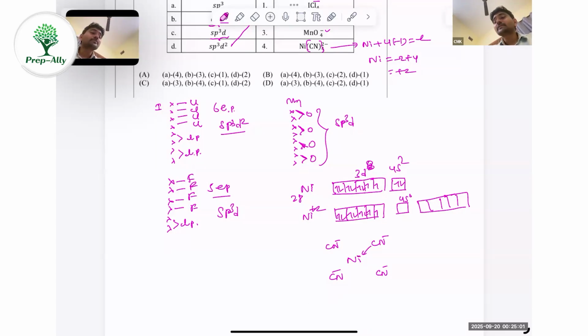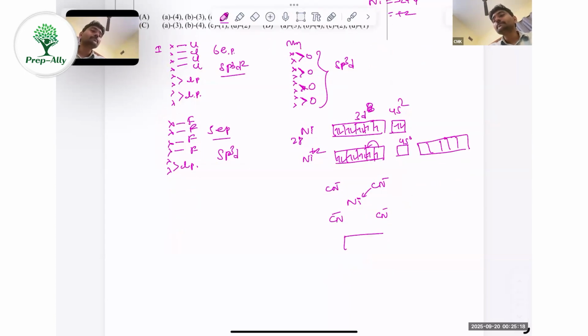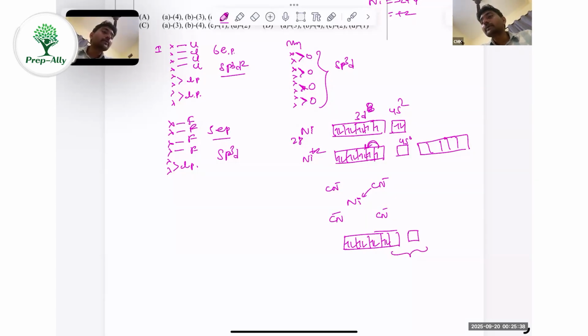Once CN minus is approaching nickel, the electrons of CN minus repel the nickel d orbital electrons. Because of electron-electron repulsion, they get paired up. They get paired up, and we get 1, 2, 3, 4. Since electrons got paired up, this electron got paired up, and there is an empty d orbital, empty s orbital, empty d orbital.